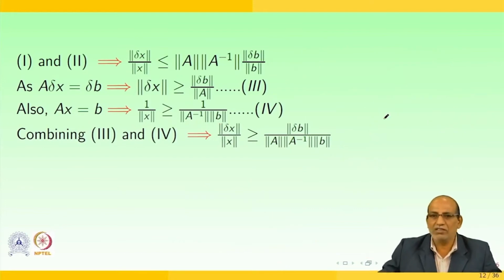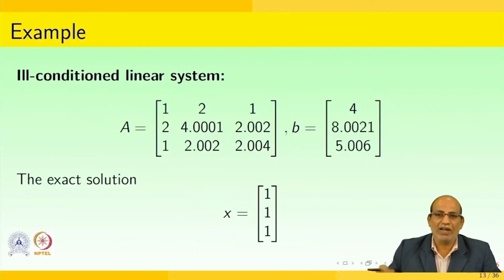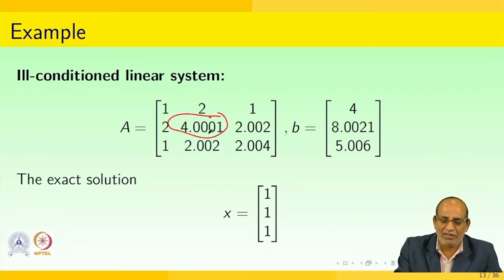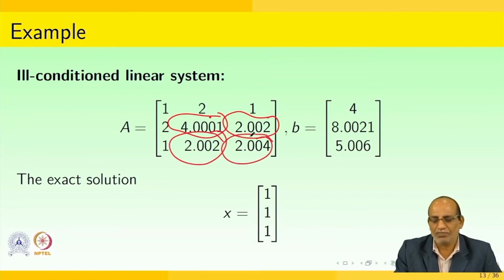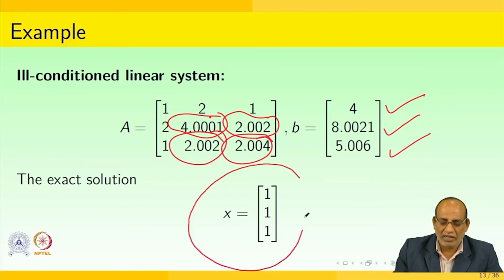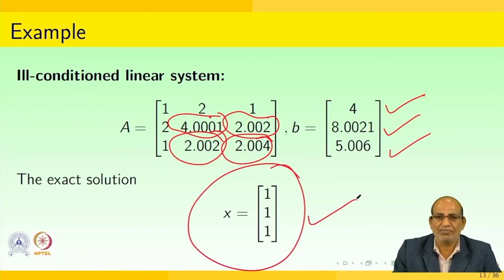Well, now let us go ahead with a simple example. Let us start with an ill-conditioned system. You see here the entries: 4.0001, and this is 2.002, this is 2.022. Let's say on the right side you have 4, 8.0021, 5.006, and as you know, the exact solution turns out to be (1, 1, 1). This is the exact solution.